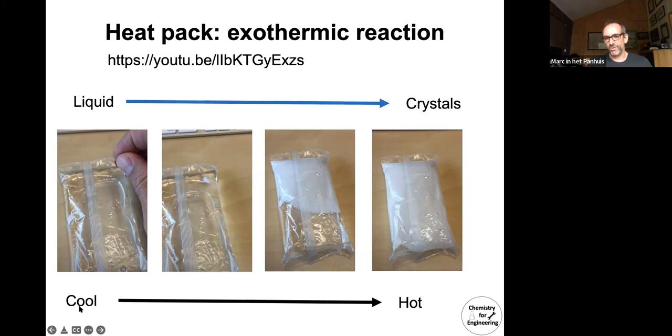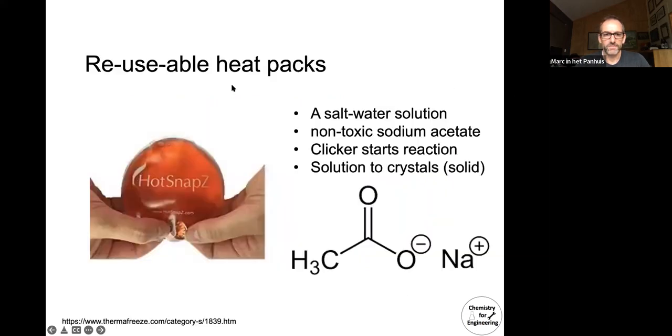We cool this down, and then we start off with this nice, usually room temperature, liquid inside a plastic bag, and then we end up with this hot sort of material that you can then use to warm yourself. They're really, really nice to use.